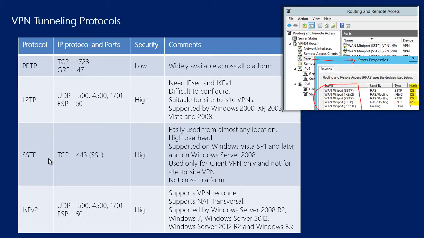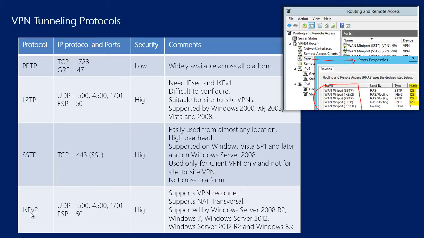SSTP, Secure Socket Tunneling Protocol. It uses TCP port 443, which is the SSL port. It has very high security. It is easily used from almost any location. It has a very high overhead because of the SSL encryption that it has to do, but it is supported on Windows Vista SP1 and later editions, and it is also supported on Windows Server 2008. But it can be used only for client VPN connection, so you cannot use it for site-to-site VPN. And it is also not cross-platform.